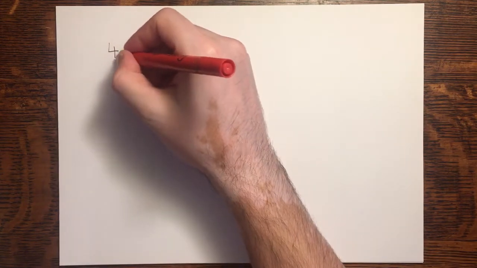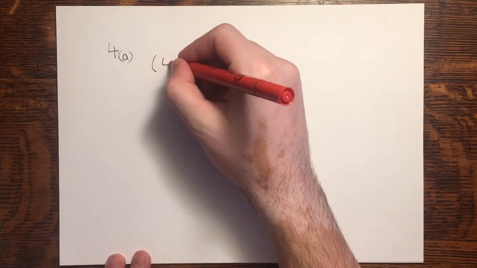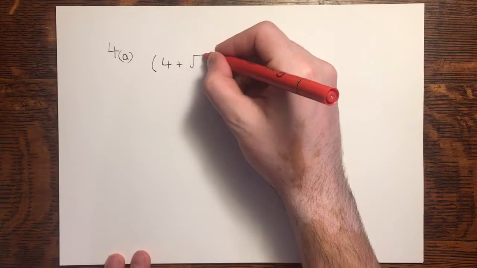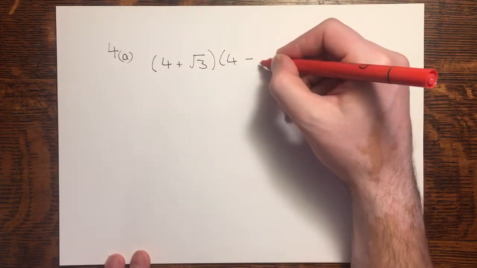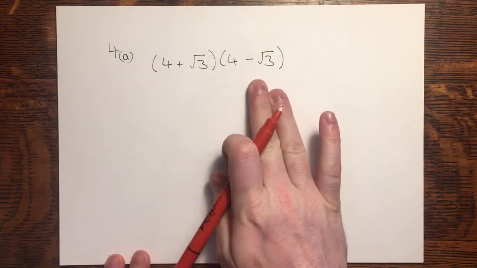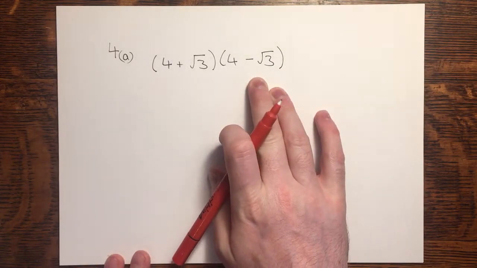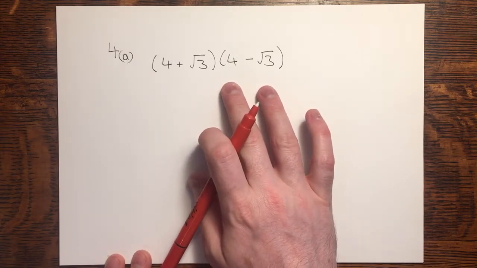On to question 4, and question 4 involves more surds. In 4a, we are asked to expand and simplify (4 plus root 3)(4 minus root 3). Now this is a very special form that we've got set up in here, and the significance of that I will talk about in part B.